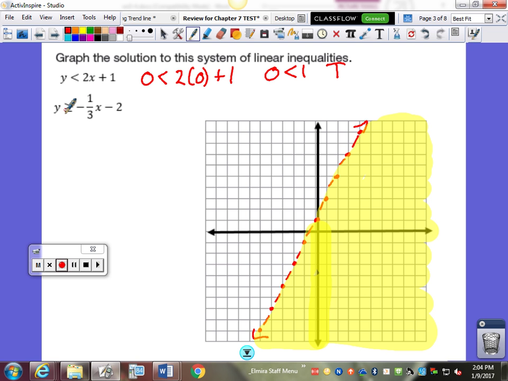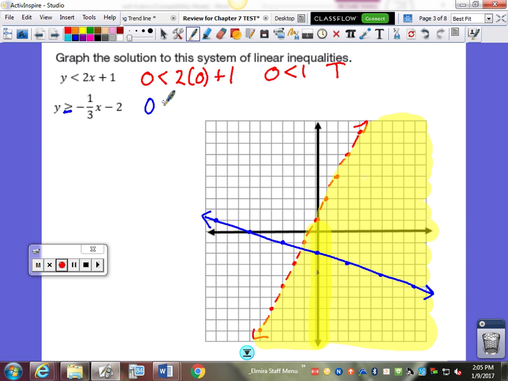This one says y is greater than or equal to negative 1/3 x minus 2. So minus 2, down 1, right 3. Again, if this is not something that you remember how to graph by hand, you can put this in your y equals. Now, this inequality does have an equal bar, so I will use a solid line.